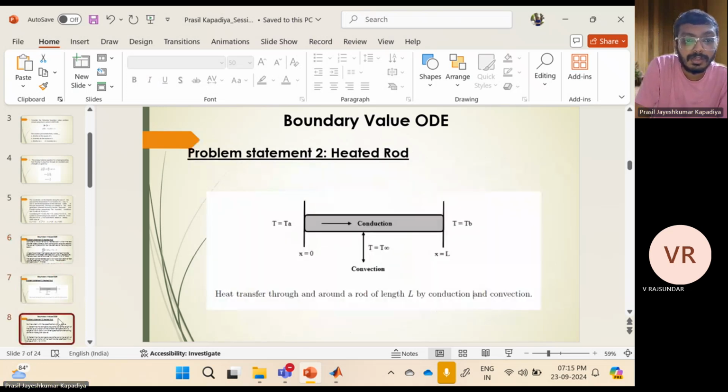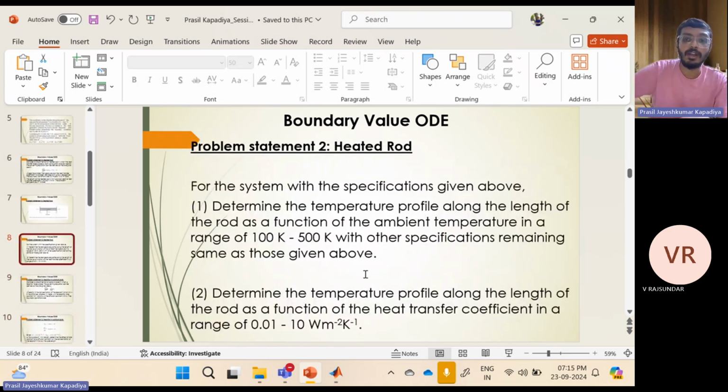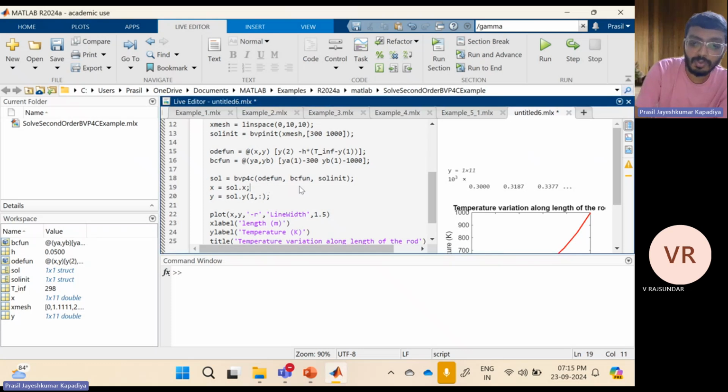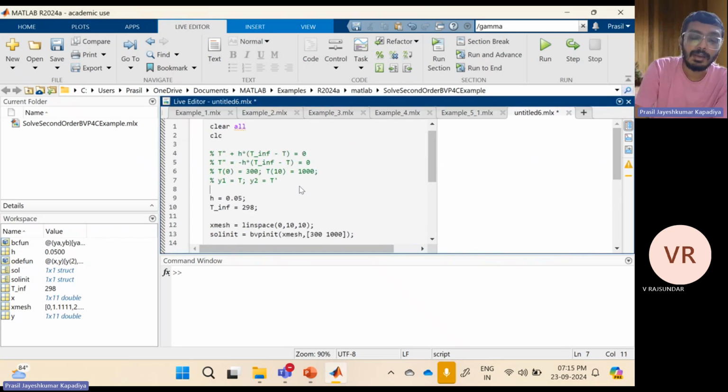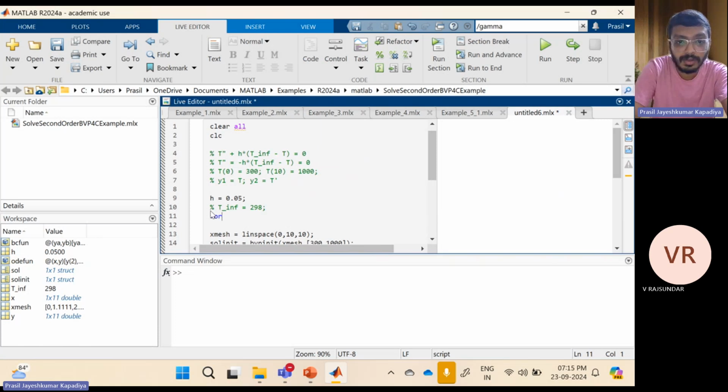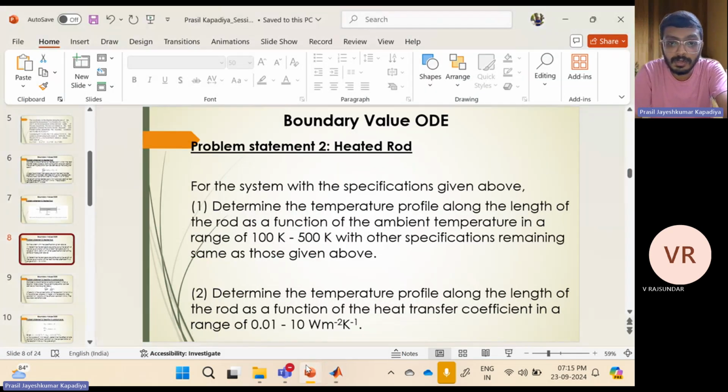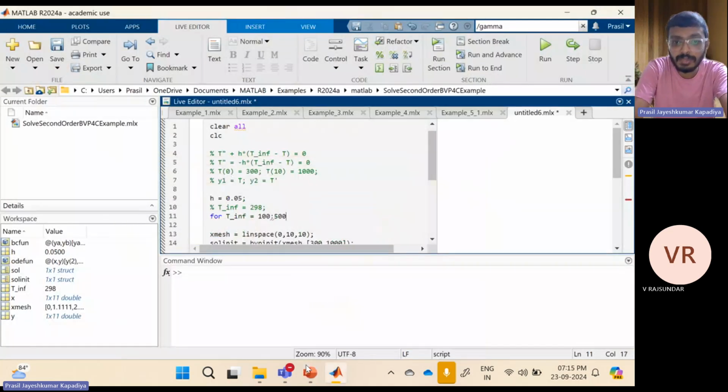What is told to us? It is told to determine the temperature profile along the length of the rod as a function of ambient air temperature in the range of 100 to 500 Kelvin. So I now need to run a loop where my h is fixed, but my temperature, this T infinity, is varying. I will put a comment here, and I will do for T underscore infinity in the range from 100 to 500. If I'm not giving anything for the interval length, it will automatically take one. So let's say I'm giving an interval length of 100, or let's say 50.